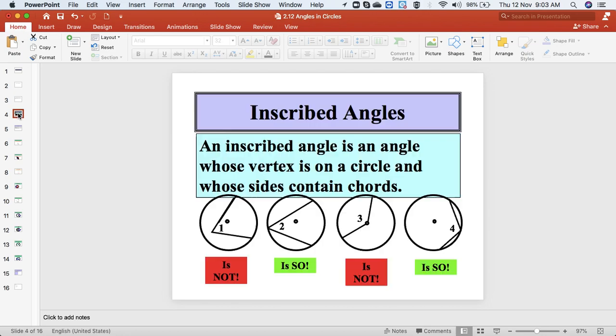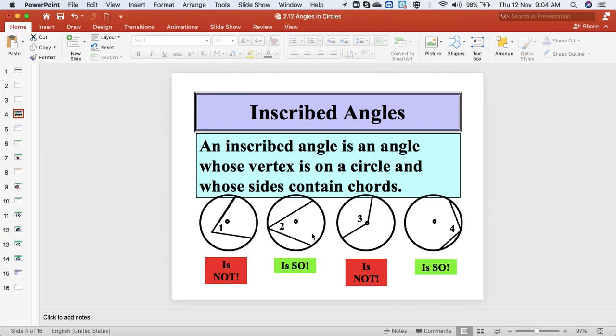So let's now proceed with our topic, inscribed angles. An inscribed angle is an angle whose vertex is on a circle and whose sides contain chords. So we have here four illustrations. Illustration 1 does not show an inscribed angle. Do you know why? Because the two sides of angle 1 here are not chords. Our description for the inscribed angle is that it is an angle whose vertex is on a circle and whose sides contain chords.